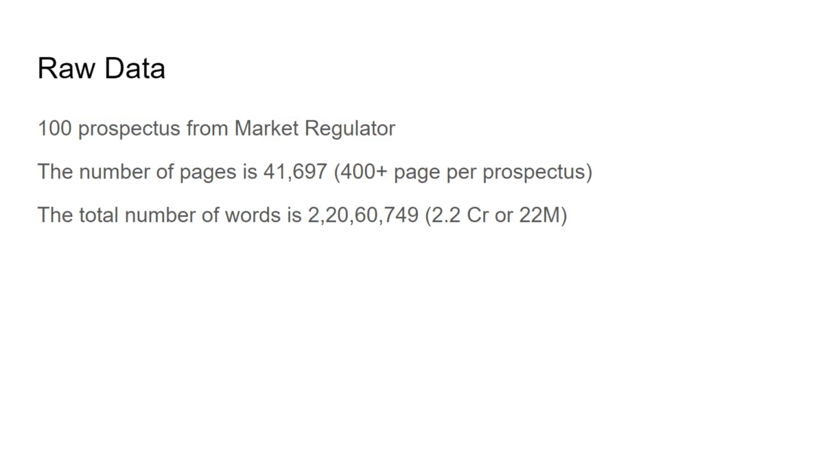So it's very rich information for anybody doing fixed income or equity research. For this specific exercise, the total number of pages that we found were 41,697 pages. Again, there are 400-plus pages per prospectus, so for 100 companies we were able to extract this many pages. We converted those PDF images into OCR text, and the total number of words that came out was around 2.2 crore, so 22 million.